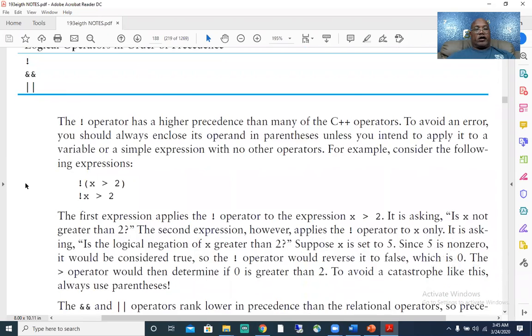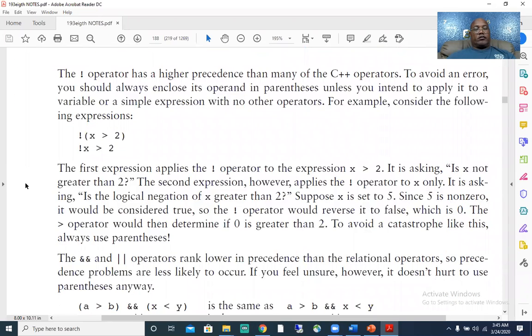So it tells us that the and and or are on the same level, but the not operator has a higher precedence than any of the C++ operators. To avoid an error, you should always enclose an operand in parentheses unless you intend to apply it to a variable or a simple expression with no other operator.